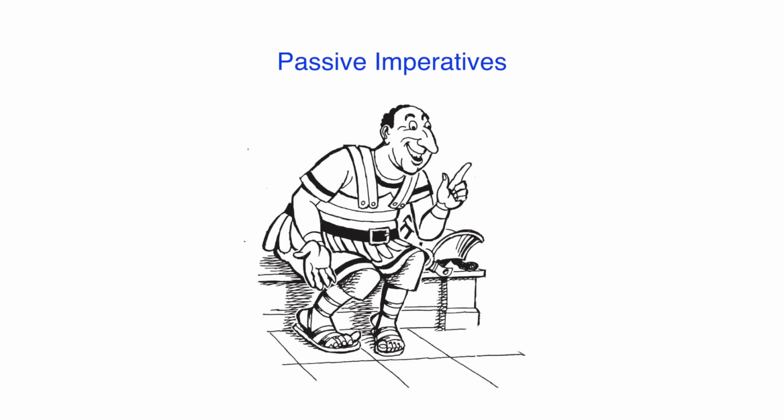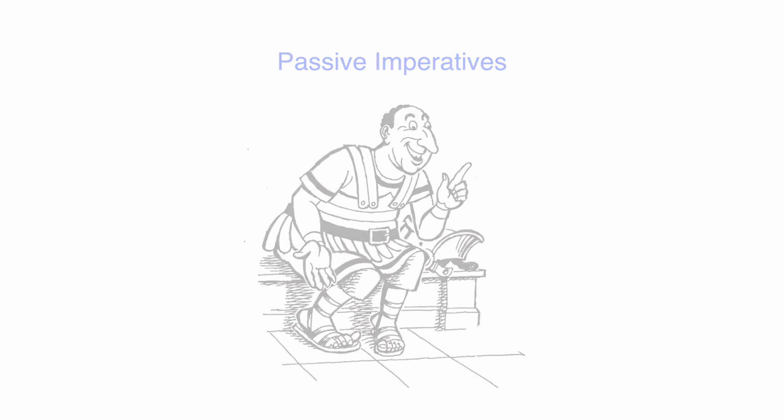Welcome back to So You Really Want to Learn Latin, and today we are going to be looking at passive imperatives. Now you will remember, I'm sure, that imperatives are the part of a verb that we use to give a command. So for example, when you say run away or come here, you are using an imperative.